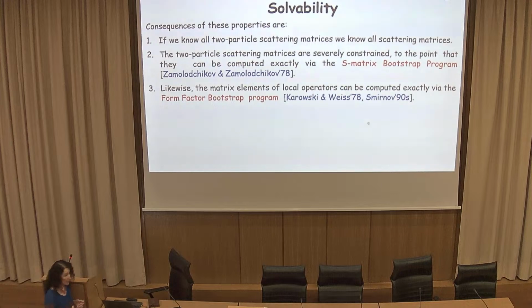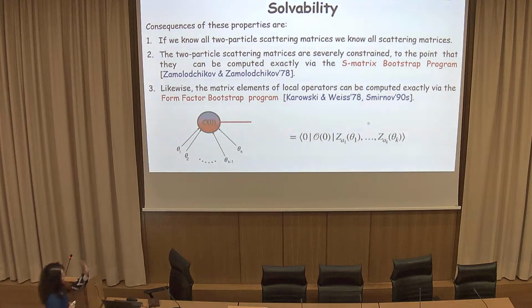You can write equations for them, and I'll show you the equations in a minute. And if you can solve those equations, you will also know the matrix elements of fields, and from that you can compute correlation functions. So you can actually essentially construct completely the theory. And that's sometimes the way in which these form factors are represented.